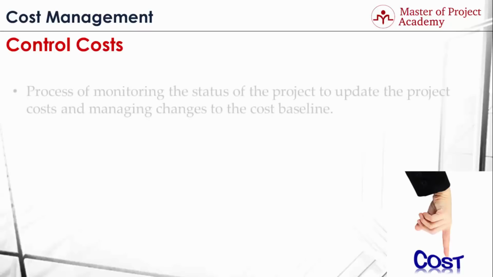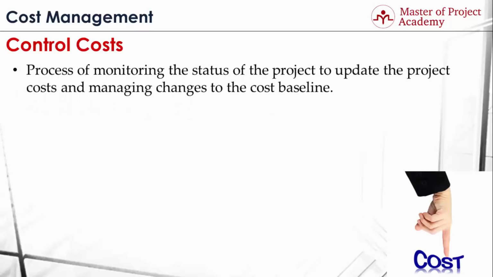Control costs is the process of monitoring the status of the project to update the project costs and managing changes to the cost baseline. After the determined project budget process, you will have a cost baseline, and this will show the total amount of money you'll be spending to complete the project.